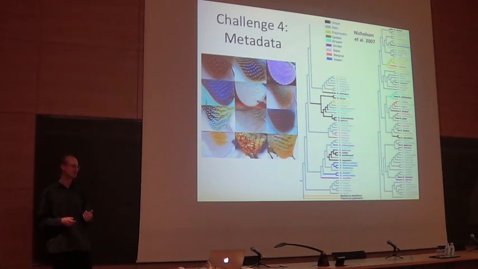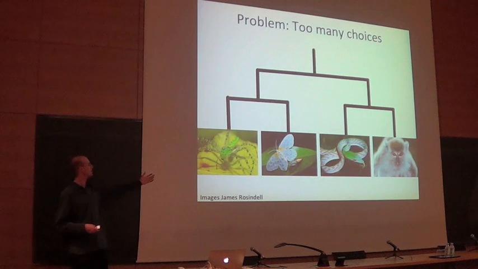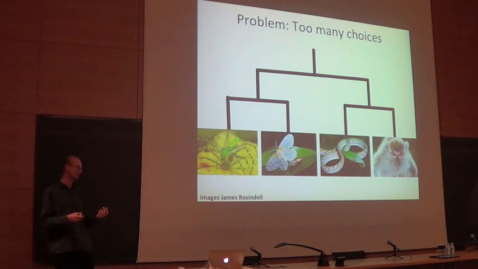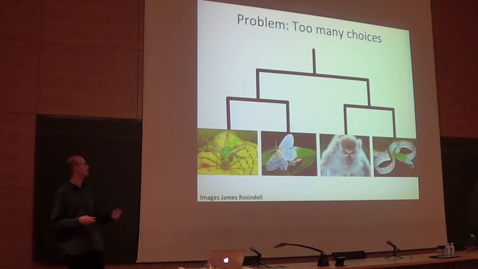So in the face of these four challenges, there's one problem that I want to tell you about to do with tree visualization, and that is that we have too many choices. There's too many ways to do it. Here's a very simple example of a tree. There's spiders, insects, they're more closely related to each other than they are to the other groups, which are the reptiles and the mammals. And what you can see is that if we switch some of these nodes around in certain ways, it still gives us the same information.